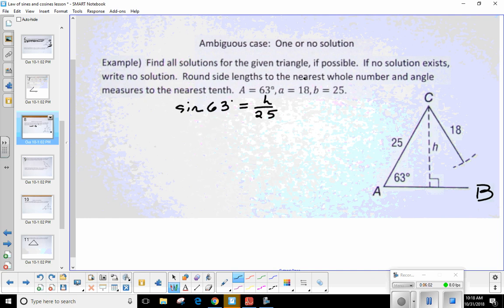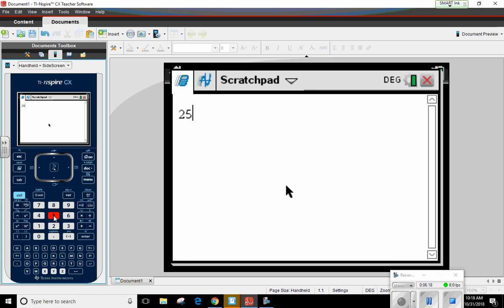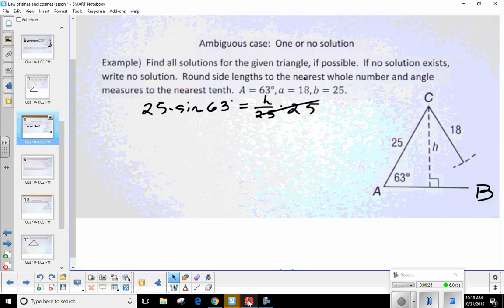Okay. And it's been a while since we've seen one of these, but how do you solve for H? Yeah, just go ahead and multiply through. 25 times 25, those are going to cancel. So let's see what we got here. 25 times the sine of 63. Let me go ahead and get rid of this. 25 times the sine of 63. So I'm getting, let's say, 22.3. Okay. Now come on over here. So this is 22.3 units.